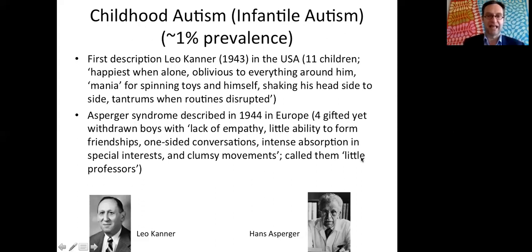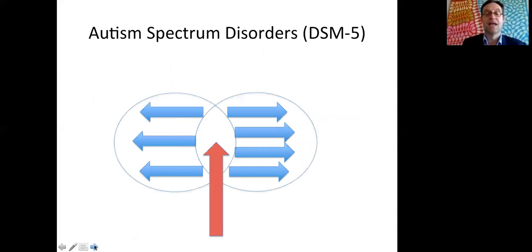Over time, people have separated autism, Asperger's, and what used to be called pervasive developmental disorders not otherwise specified, or PDD. You might have heard the term PDD. In DSM-5, we have changed, and we are grouping all those conditions in the same box, as I will illustrate to you now.